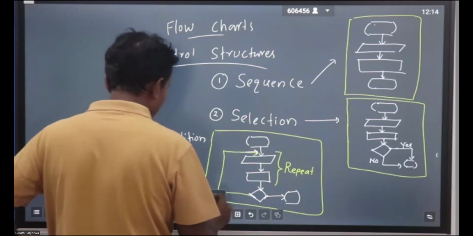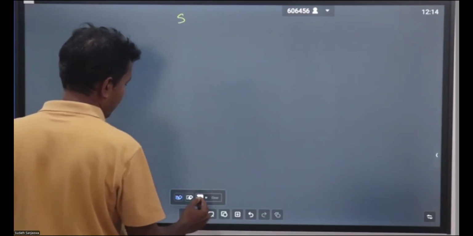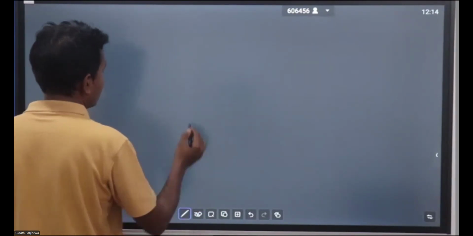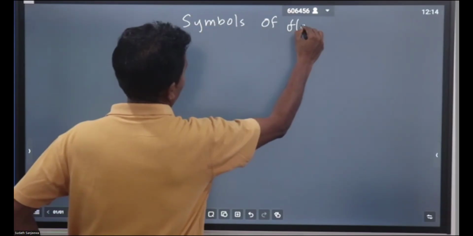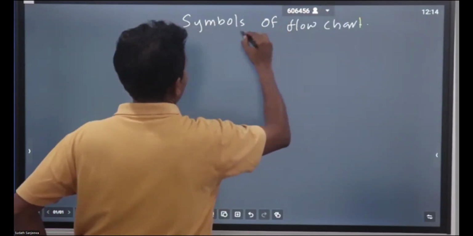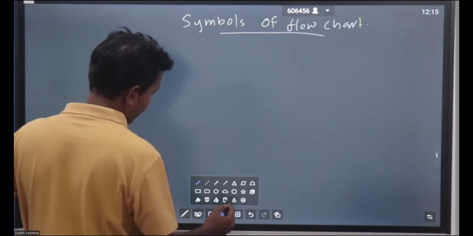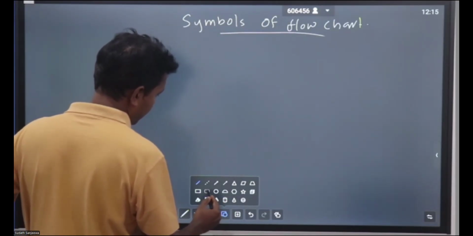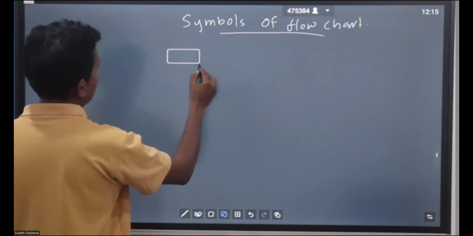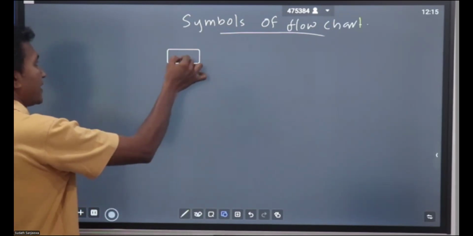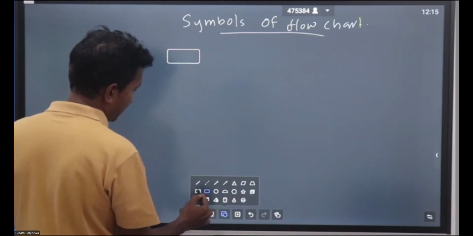Let's identify the symbols perfectly, right? Symbols of other symbols. This is a kind of oval shape.